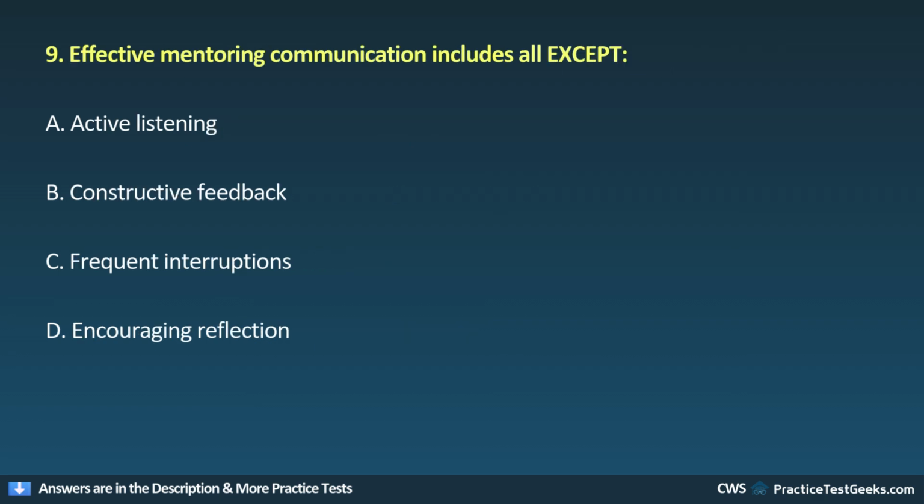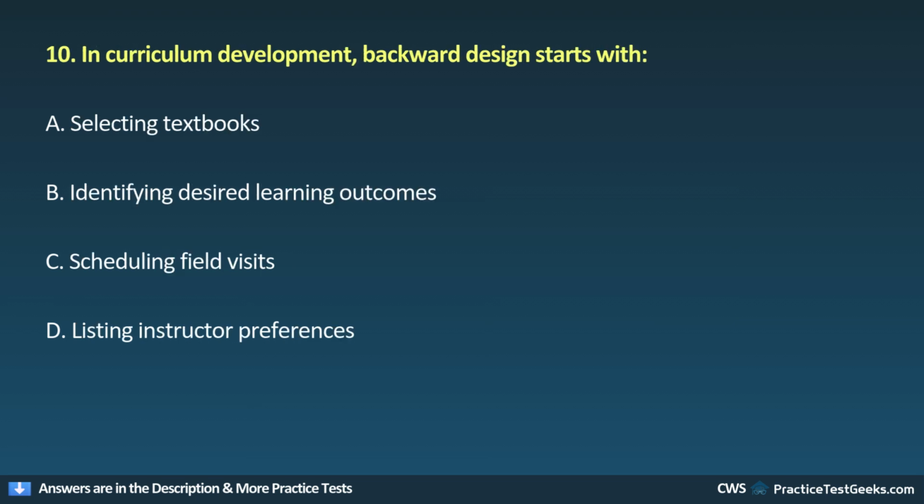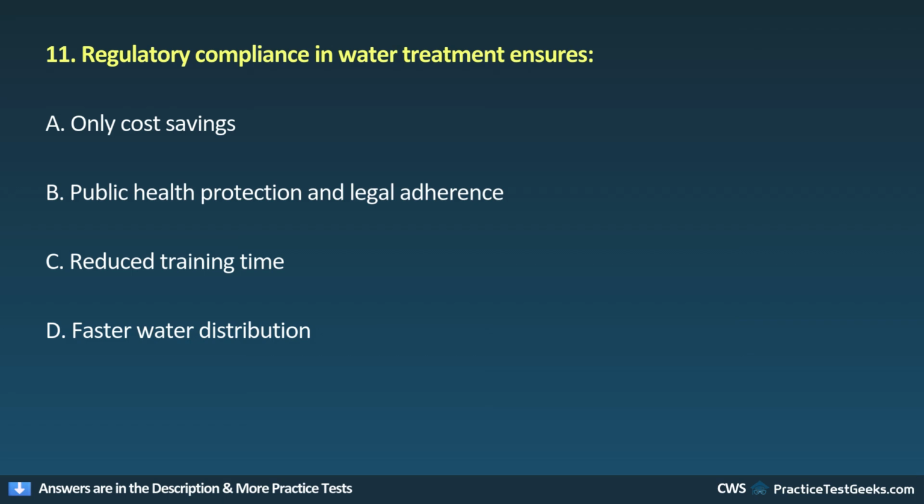9. Effective mentoring communication includes all except A. Active listening. B. Constructive feedback. C. Frequent interruptions. D. Encouraging reflection. 10. In curriculum development, backward design starts with A. Selecting textbooks. B. Identifying desired learning outcomes. C. Scheduling field visits. D. Listing instructor preferences.